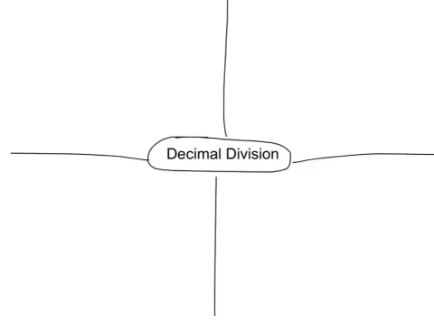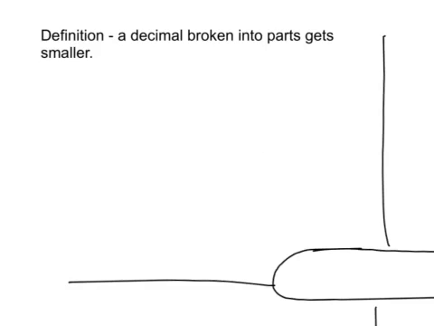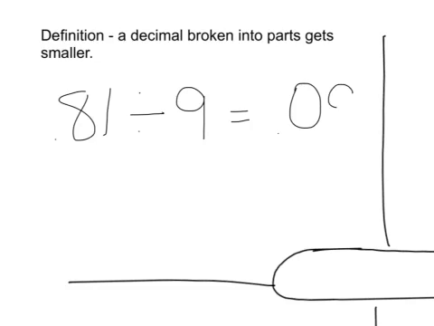Today I'm going to talk about decimal division using whole numbers to divide decimals. Please fill in the center of your Frayer model with decimal division. Please write in the upper right-hand corner, a decimal broken into parts gets smaller. 81 hundredths divided by 9 equals 9 hundredths.